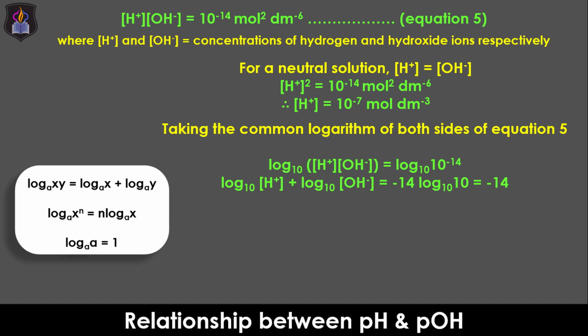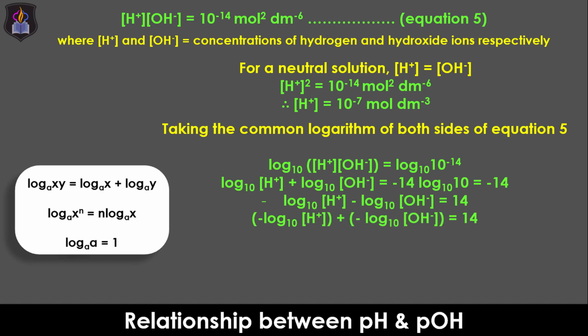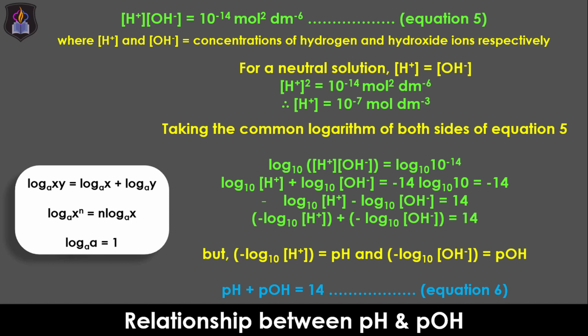If we divide through by minus 1, we obtain minus log of hydrogen ion concentration to base 10 minus log of hydroxide ion concentration to base 10 equals 14. We can rewrite the equation as minus log of hydrogen ion to base 10 plus minus log of hydroxide ion to base 10 equals 14. But the negative log of hydrogen ion concentration to base 10 is equal to pH, and the negative log of hydroxide ion concentration to base 10 is equal to pOH. Then, substituting these parameters into the above equation, we obtain pH plus pOH equals 14.